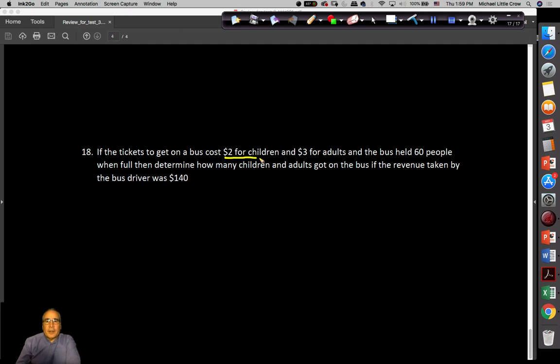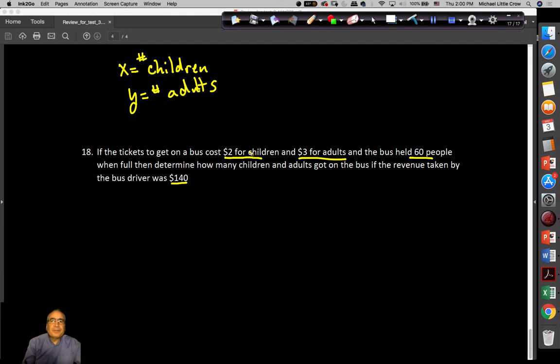Let's look for our numbers. Tickets to get on a bus are $2 for children, $3 for adults. The bus can hold 60 people, and we've got a total revenue of $140. So we let X and Y, we don't have to use X and Y, but why not? Maybe X can be equal to the number of children. Could use C as well. Y equals not the cost of the children, but the number of children. Y will be the number of the adults.